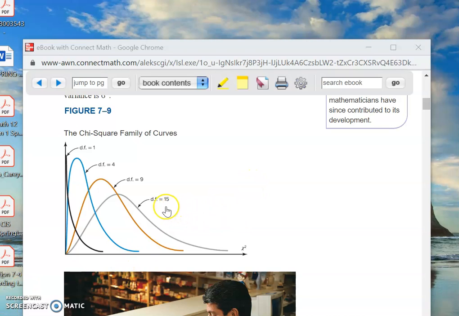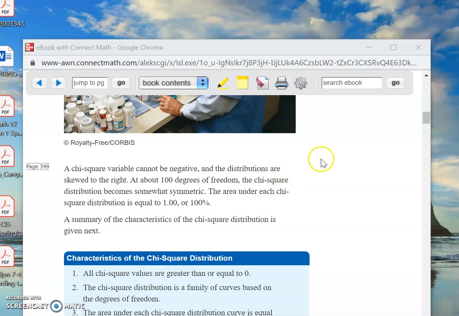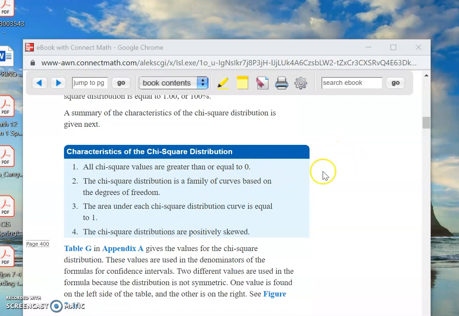So if, for example, you had a sample size of 16, the degree of freedom would be 15. And you can see that as the degree of freedom gets larger, it starts to get more symmetric. It looks more and more like a normal Gaussian type curve. And so you can see that for yourself. Oh, here it says right here, at 100 degrees of freedom, the chi-square distribution becomes somewhat symmetric. All right, so I'll let you read all this.